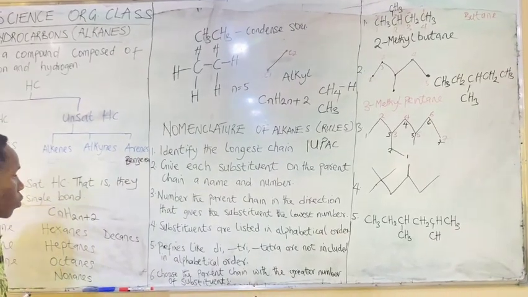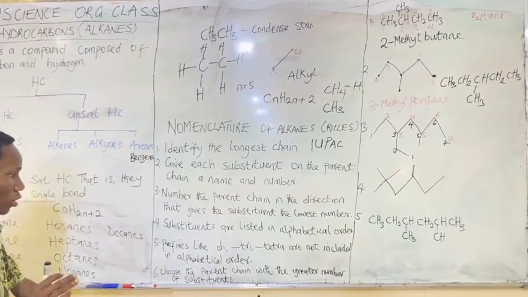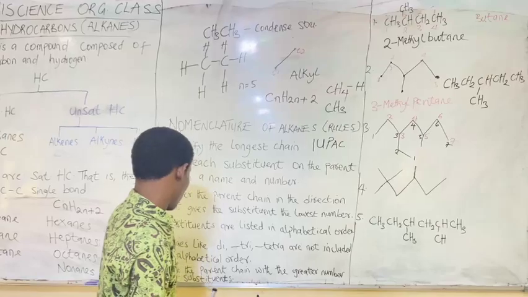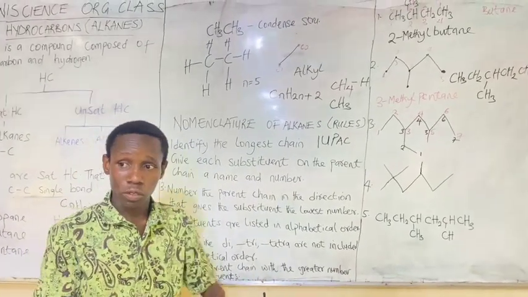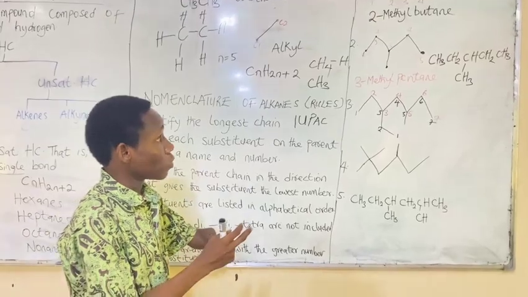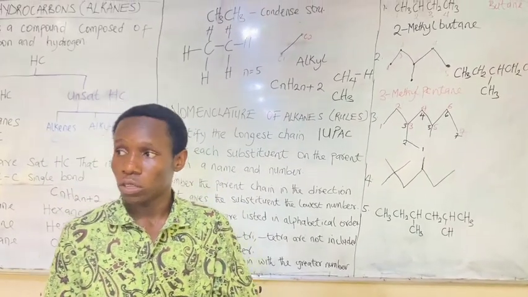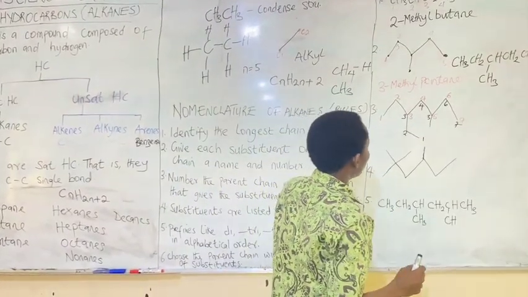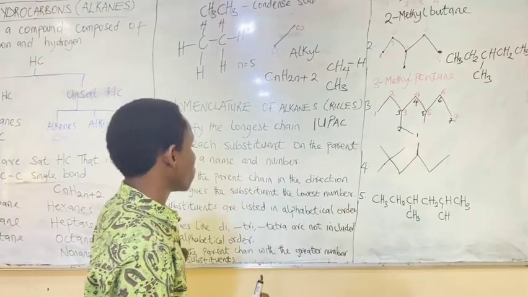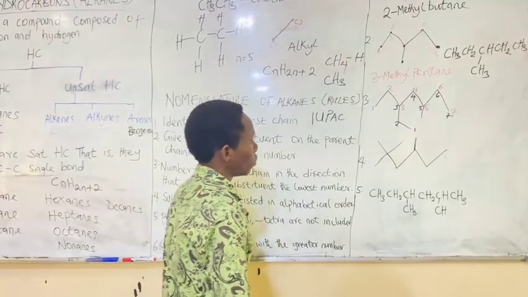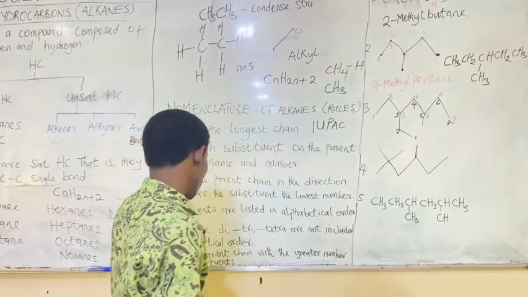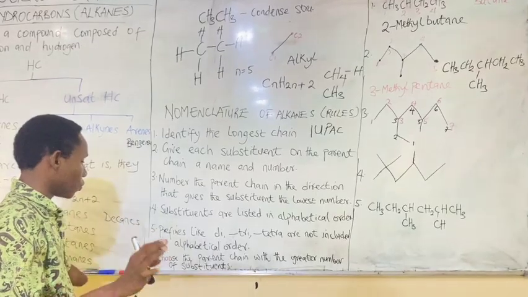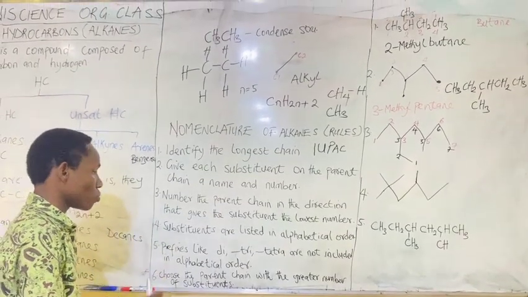It said substituents are listed in alphabetical order. Do you know why I'm on this now? Because there are 2 substituents here, unlike the first and the second compound that we named. This one has 2 what? Substituents. So no matter what, we are going to make sure that these substituents are listed in alphabetical order. Prefixes like di, tri, tetra are not included. We don't include those ones.